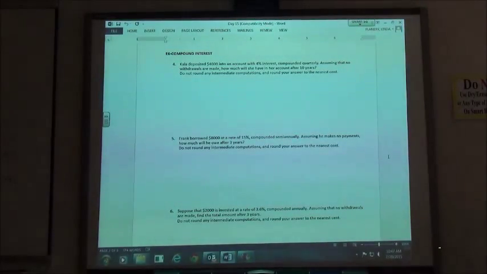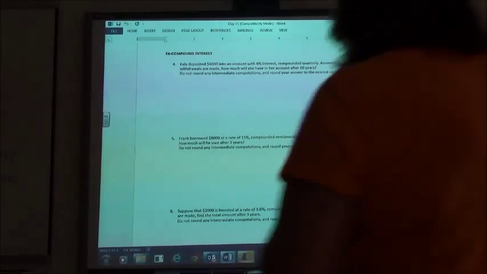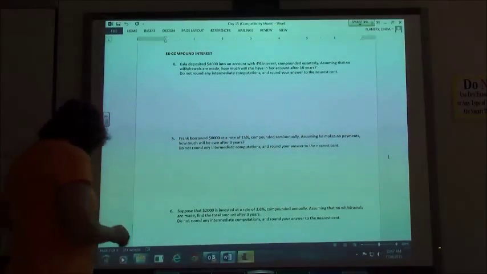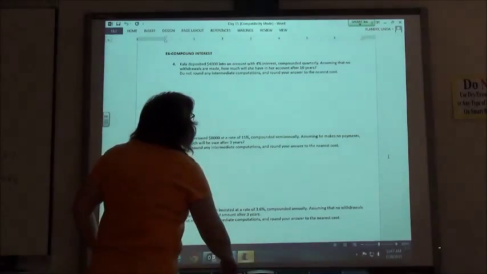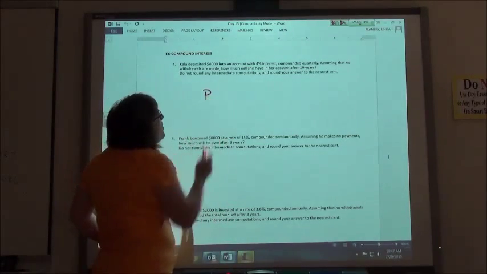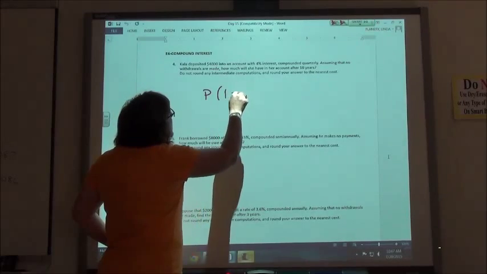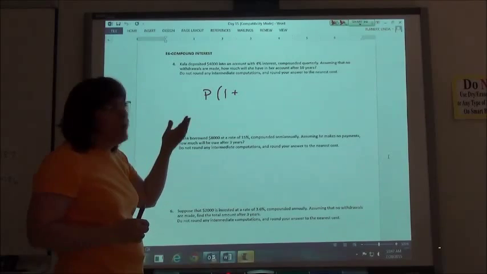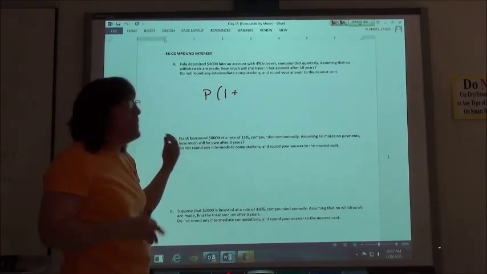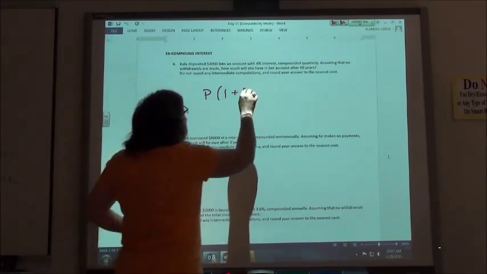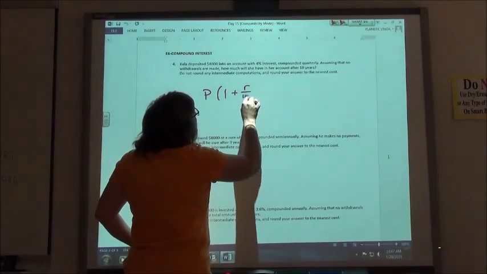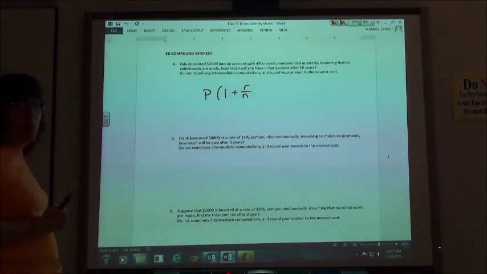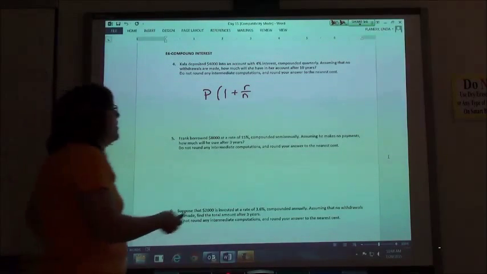On 4, 5, and 6, we're now going to do compound interest, and there is a formula for compound interest. It will look sort of like what we've been doing. But what they're going to tell you to do to find compound interest is take the principal, or the amount you started with, 1 plus, and here's where it's a little bit different. Since it's not compounded annually, quarterly, monthly, something like that, you're going to take the rate divided by the number of compounding periods. 4% compounded quarterly means 1% per quarter.